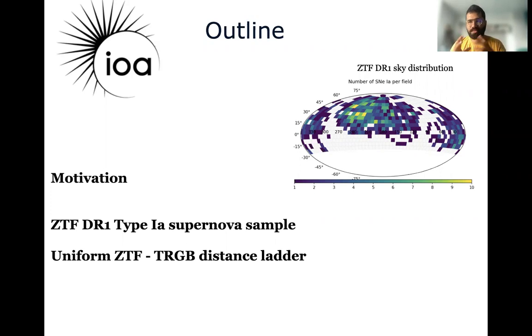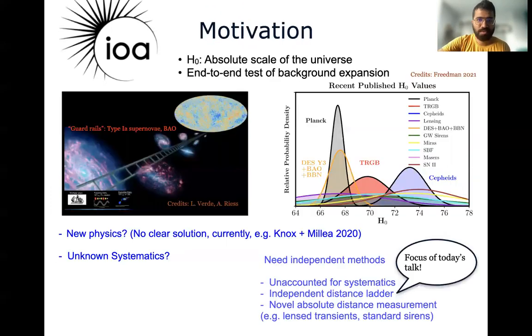I'll start briefly with a motivation for why we want to look at both the Hubble constant as well as why type Ia supernovae are so interesting. Secondly, I'll move on to talking about the work that we did for the first data release of the Zwicky Transient Facility type Ia supernova sample, and then move on to the uniform ZTF tip of the red giant branch distance ladder. What was the idea and what is the pilot study about, as well as finally, what in the proof of concept study we got as H0, and looking forward towards the big sample calibrator for getting precision estimates.